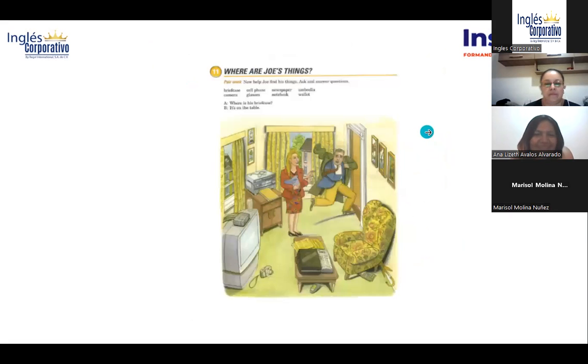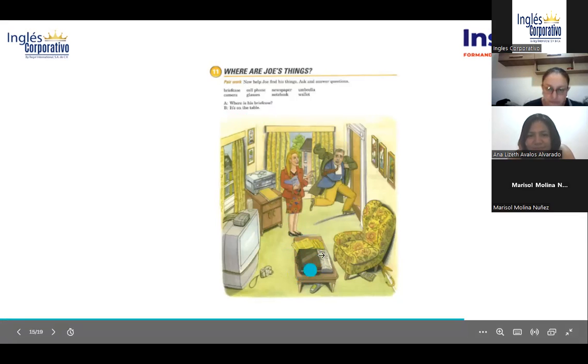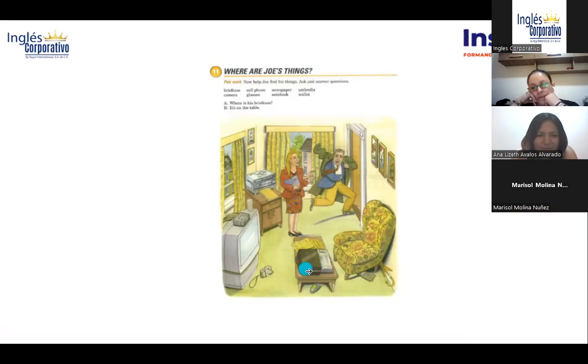Okay, let's continue. Guys, I know that you cannot see maybe the questions, but where is his briefcase? It says it's on the table. Mire. What is the meaning of briefcase? Sobre la mesa. Es allá. Sobre la mesa. On the table. Okay. On the table.